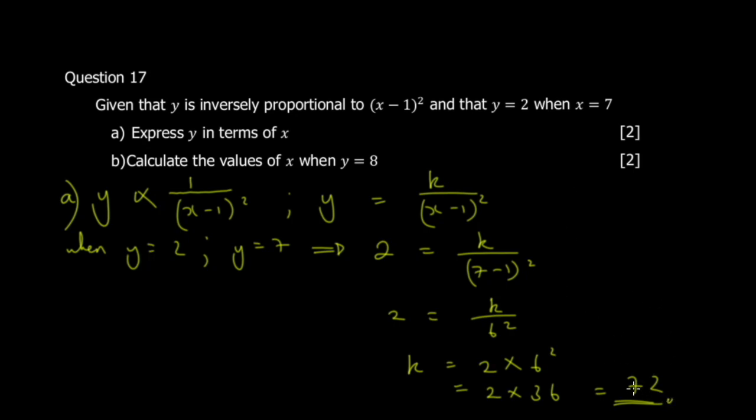So yeah, if you want, don't underline this. This is not really your answer. Your answer would be, let me write it in a different color, y equal to, you go back here, then you replace the value of k. The value of k for our case, we found out, is 72. So y equal to 72 over (x minus 1) squared, like this. And then this would be your answer.